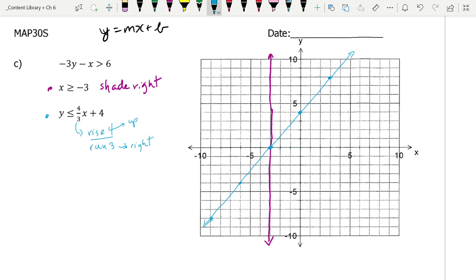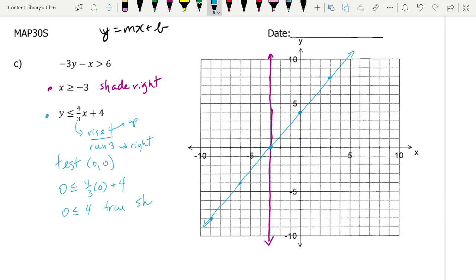Now, we're not going to shade yet, but let's figure out where we shade. Does it go through 0, 0? No. So then that's the point I'm going to use for my test. Testing. Does 0, 0 belong in the set or not? 0 is less than or equal to 4/3 of 0 plus 4. Well, anything times 0 is 0. So is 0 less than or equal to 4? Is that true or false? It's true. So therefore 0, 0 is in the set.